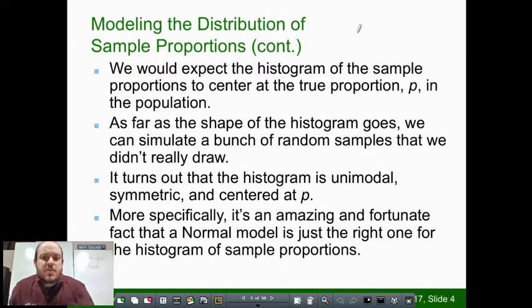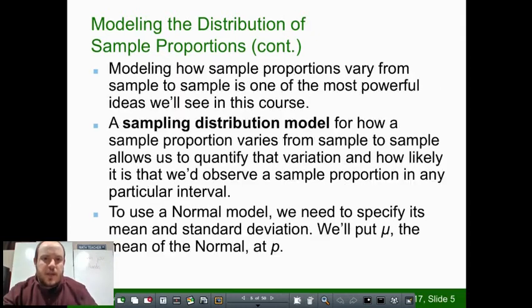And as far as the shape of the histogram goes, we would expect it to be the normal model. All right. And it turns out that it is a normal model that's unimodal, symmetric, and the center is at what we would expect to be our probability of success. Again, this is just a sampling distribution model, so this is just hypothetically what would happen.